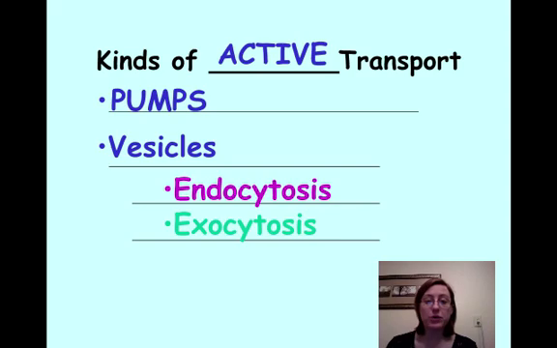So active transport is how we are going to move certain molecules against their concentration gradient. And here's just a quick list of what we're going to talk about. Two different kinds of active transport that we focus on in ninth grade. We're going to talk about pumps and vesicles. There are two different types of vesicles there. Those are some vocab words that we're going to explore in this lecture.